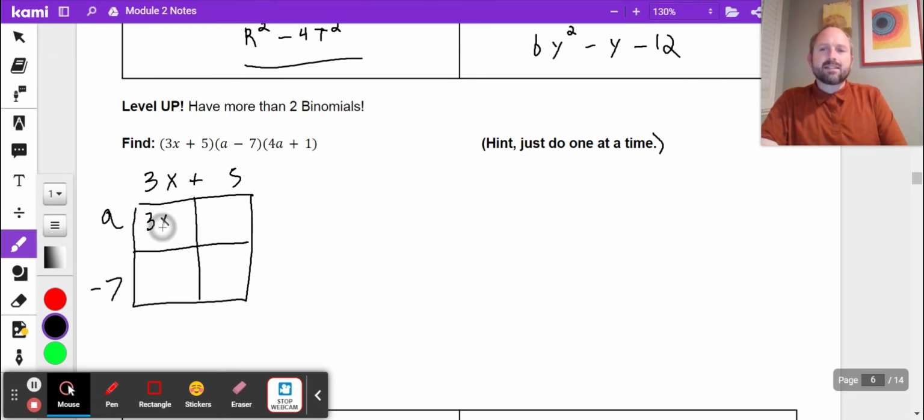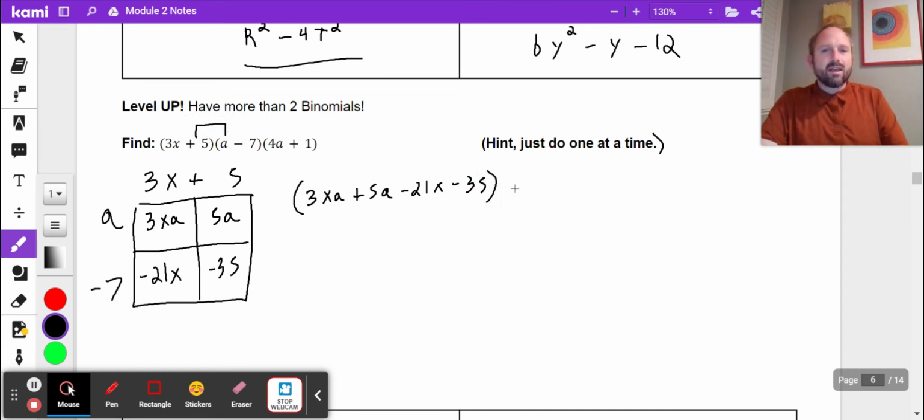So I have 3xa, a times 5 is 5a, 3x times negative 7 is negative 21x, and negative 7 times 5 is negative 35. So if I combine these, I have 3xa plus 5a minus 21x minus 35. So that's what we get when we multiply these two. And now I still need to multiply 4a plus 1. So just do it again.